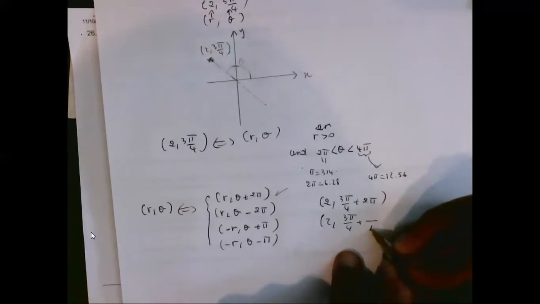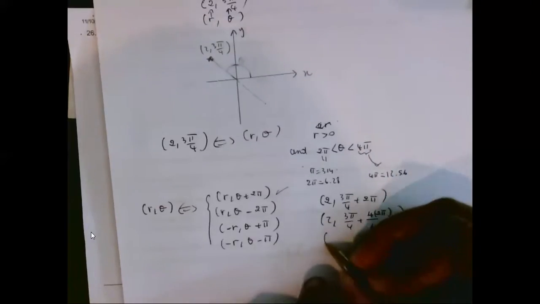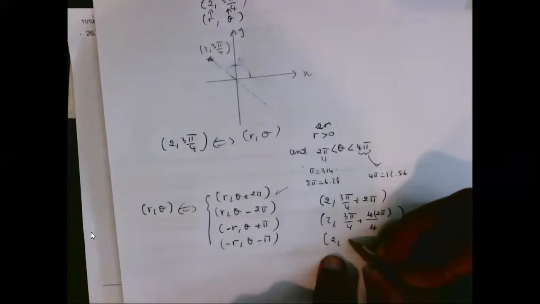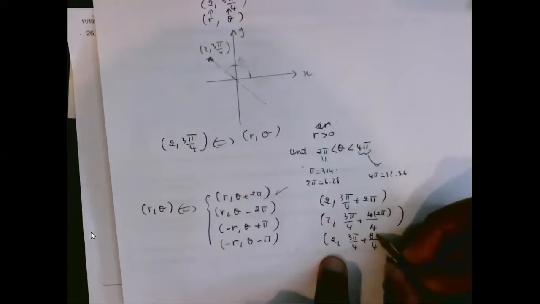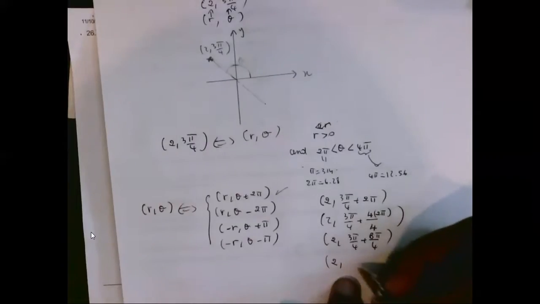So 3 pi over 4 here, 4 here. 4 times 2 is 8, so 8 pi. So I add them up. Since they have the same denominator, I can rewrite it this way: 3 plus 8 is 11. So I have 11 pi over 4.